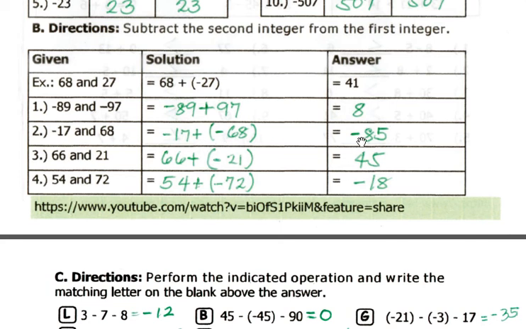For number 2, we have negative 17 plus negative 68. And that would be 85. But the sign of the two integers is negative, so the answer is negative 85.